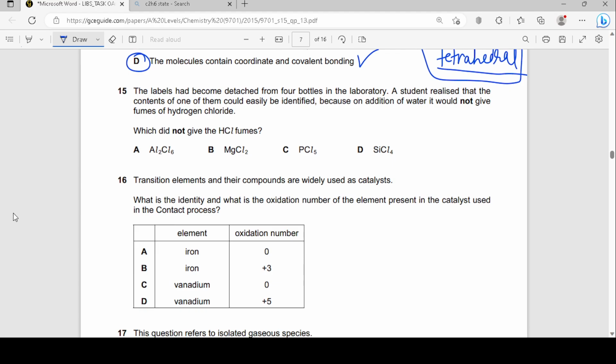Al2Cl6. Okay, let me think about this. Al2Cl6 is actually a dimer, right? In aqueous solution, it will first break down into its monomer, which is AlCl3. Then it will further break down into its ions, which are Al3+ and Cl-. According to this equation, it will be 2Al3+ and 6Cl- for every Al2Cl6 molecule, right?